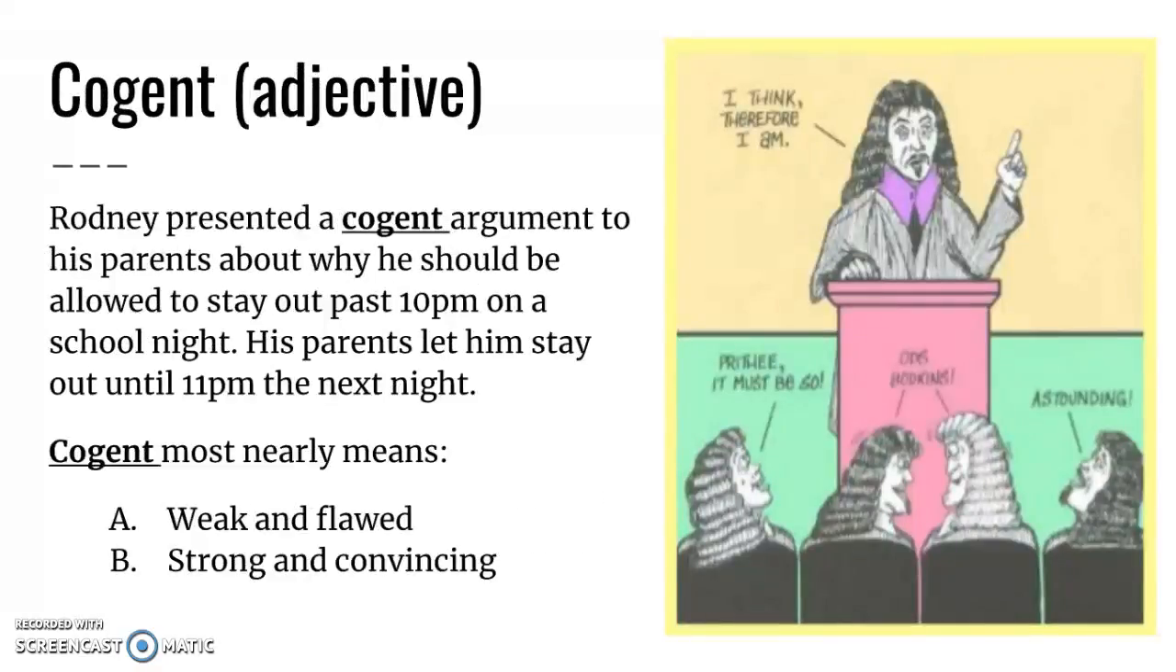Cogent. Rodney presented a cogent argument to his parents about why he should be allowed to stay out past 10 p.m. on a school night. His parents let him stay out until 11 p.m. the next night. Cogent most nearly means weak and flawed, or strong and convincing?